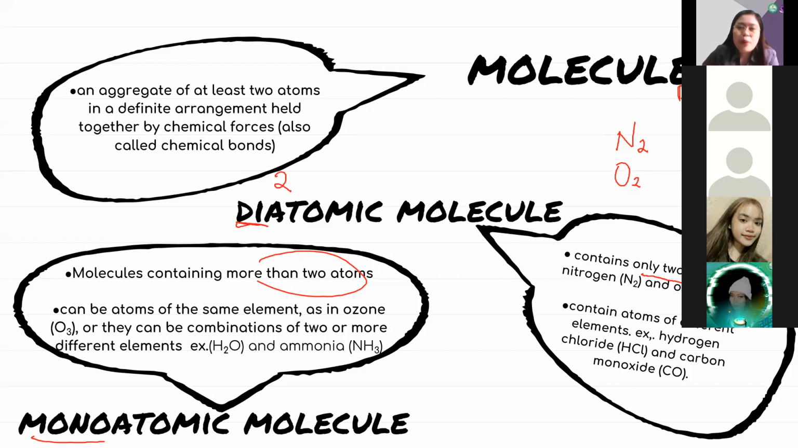Yan sila. Pero pwede din naman kasing diatomic molecules na different elements. As long as dalawa lang talagang atom. Like hydrogen chloride or hydrochloric acid, that is HCl. So dalawa lang, hydrogen and chlorine, or carbon monoxide, carbon and oxygen. So pag dalawa, we call it diatomic molecule.